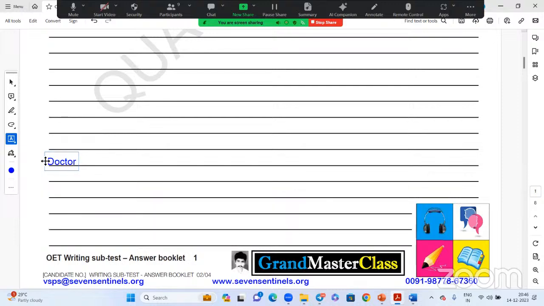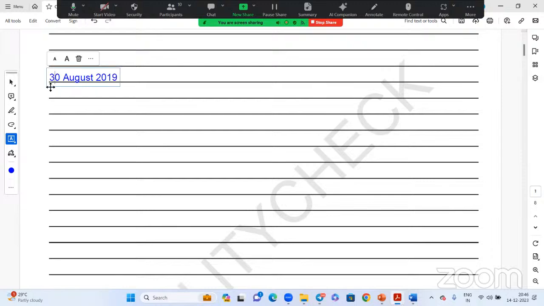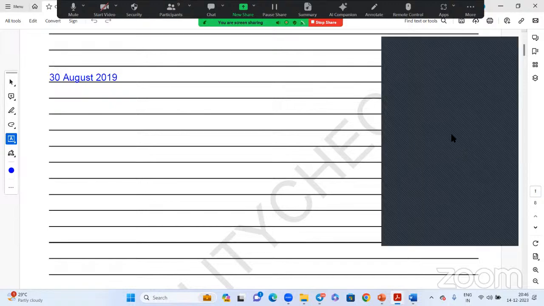You have to write from this line. Where the line starts, there only you have to start. That's very important. It should be straight, from top to bottom.